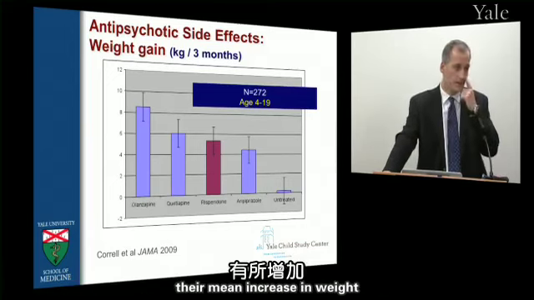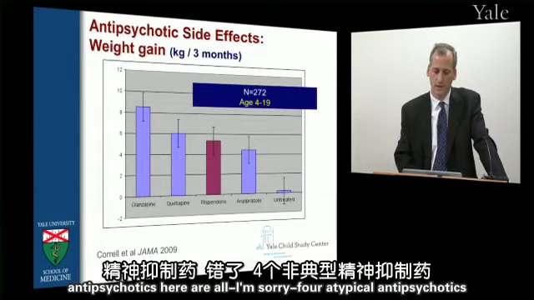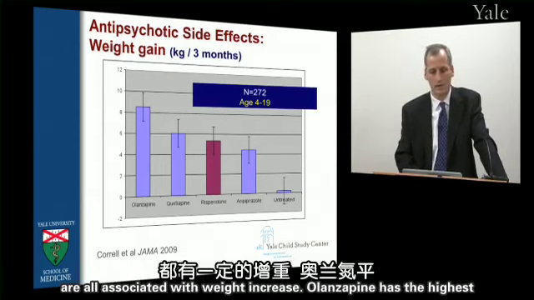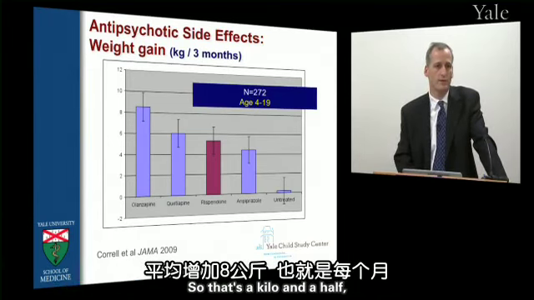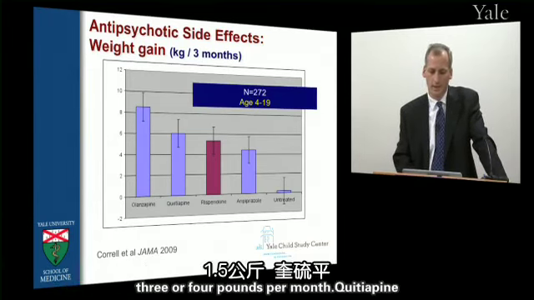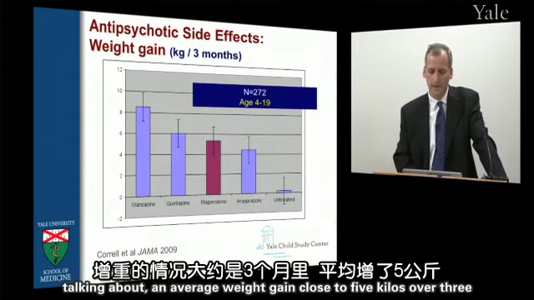And you see their mean increase in weight during this time frame. You see that four atypical antipsychotics here are all associated with weight increase. Olanzapine has the highest weight increase, an average of 8 kilos in 3 months. So that's 1.5 kilos, 3 or 4 pounds per month. Quetiapine, another antipsychotic, and here risperidone, the one that we've been talking about, an average weight gain of close to 5 kilos over 3 months.